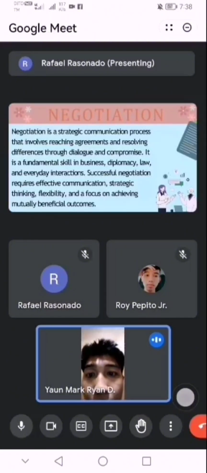Negotiation. Negotiation is a strategic communication process that involves reaching agreements and resolving different thoughts through dialogue and compromise. It is a fundamental skill in business, diplomacy, law, and everyday interaction. Successful negotiation requires effective communication, strategic thinking, flexibility, and a focus on achieving mutually beneficial outcomes.